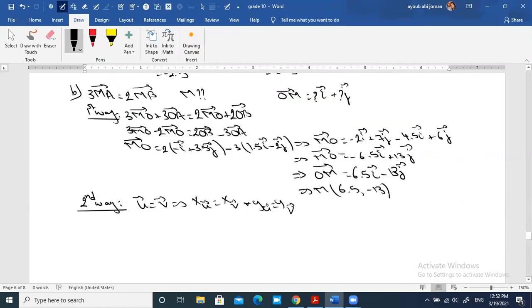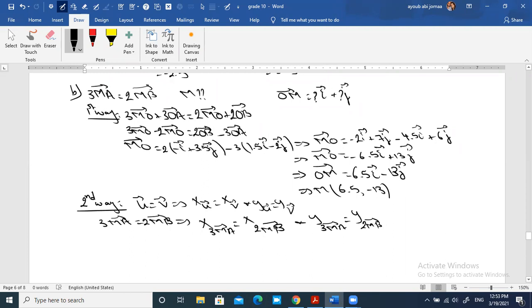3MA is equal to 2MB. It means that x of vector 3MA is equal to x of 2MB, and y of vector 3MA is equal to y of vector 2MB. They have the same value of x, same value of y.